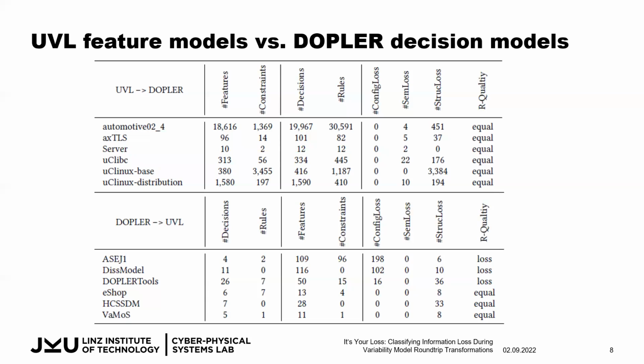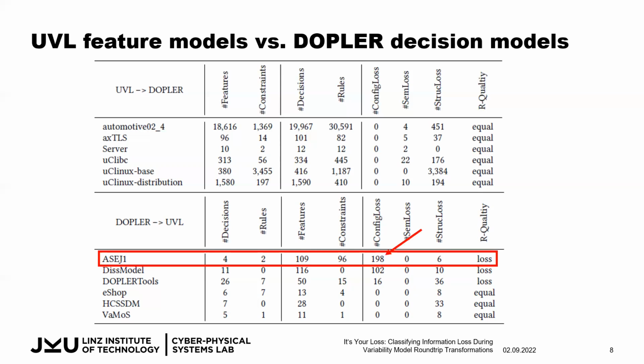For the other way around, we started with Doppler models and transformed into UVL and back. I want to focus right away on the top three, and specifically on this first decision model, where we found certain configuration losses happening. We also had structural losses, but the majority was configuration losses, which was the most important thing, and I want to talk about that a little bit further. In this decision model, we have multiple number decisions which have a given set of values to choose from, or a range of values, and that cannot be transformed, as found in the mapping table, to a UVL model, and therefore we lose this information and had to do some mitigation.